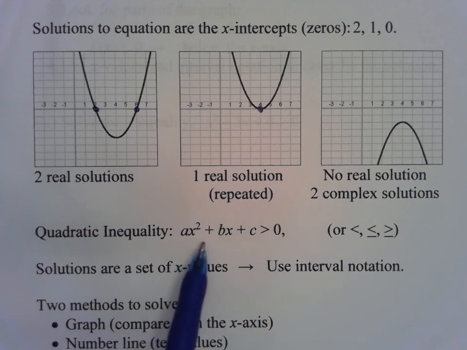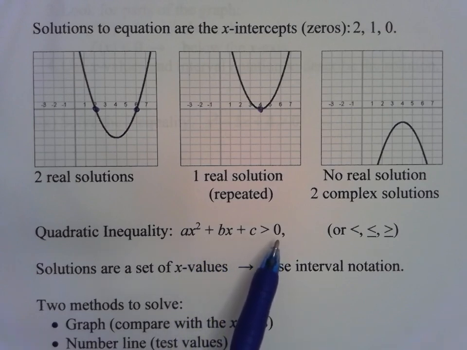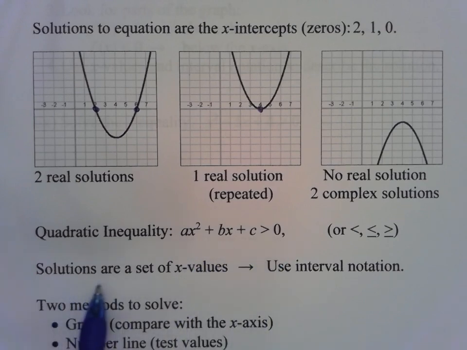Since our question or problem is going to look sort of like this, notice there are no y's here, just x's. So the solutions that we get are going to be a set of x values. So we're going to say numbers from this x to this x are possible solutions. And we're going to use interval notation to describe those.